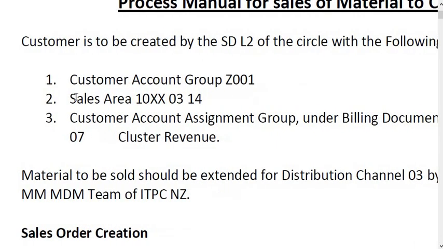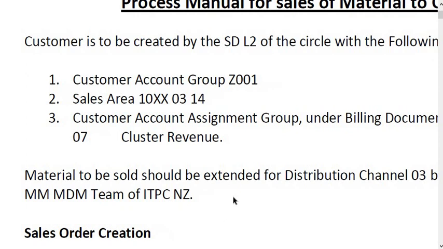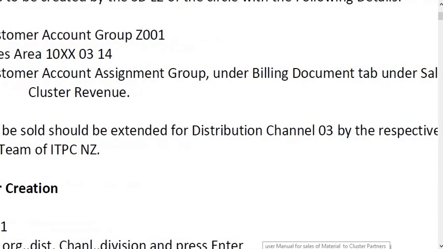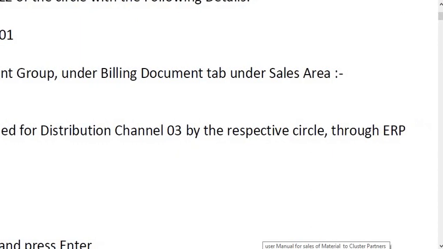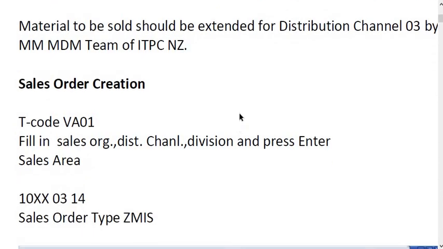Before issuing these things, you should maintain the following. Customers to be created by SDL2 with the following condition: customer account group Z001, sales area is circle code and EB sales, and the channel is 14. Customer account assignment group under the billing document tab under sales area 07 cluster revenue. Material to be sold should be extended for distribution channel 03 by the respective circle through the ERP MM MDM team of ITPC NAR zone. Okay, so before creating the sales order, these things have to be maintained.